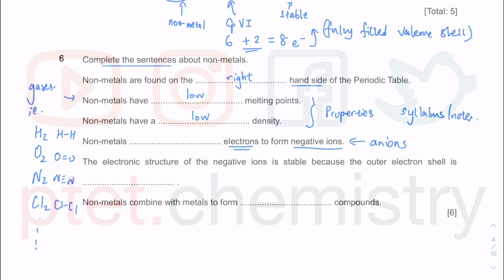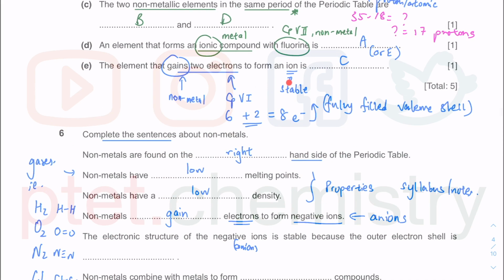So what happens to electrons? The nonmetal atoms will gain, accept, or receive electrons. The electronic structure of the negative ion, the anion, is stable, as we said just now. You want to form a stable ion because you want to get to a fully filled valence shell. Valence is another word for the outermost electron shell.